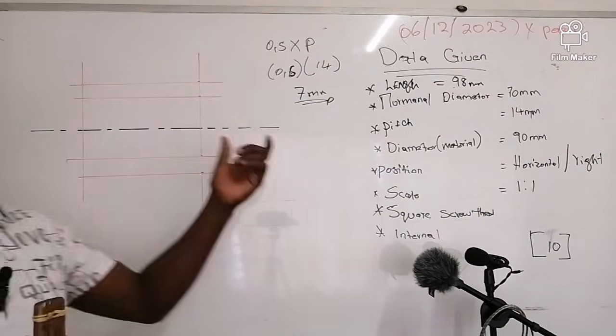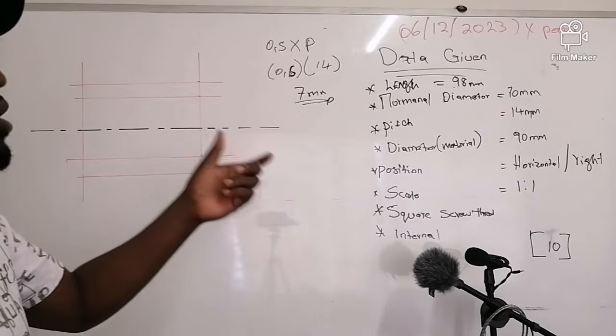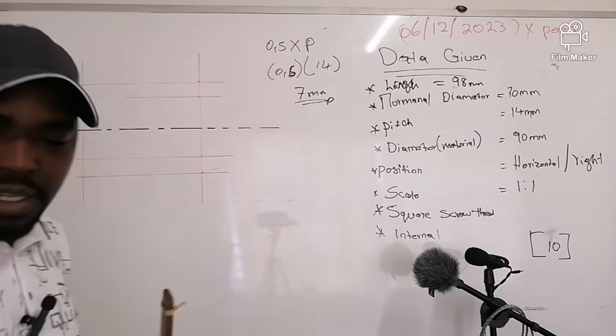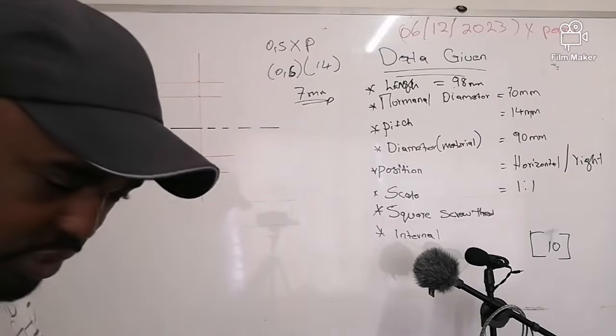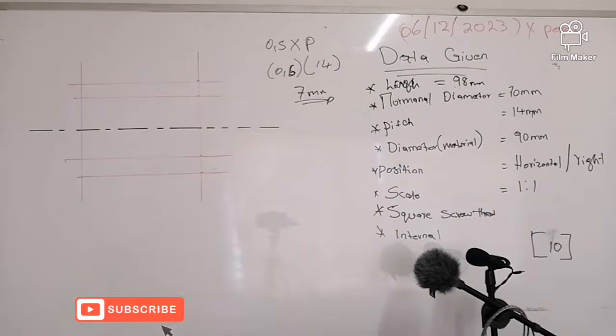So what do you do with that 7 millimeter? You open your drawing compass or your divider. You take your divider or your drawing compass. You record that. How? Like this.